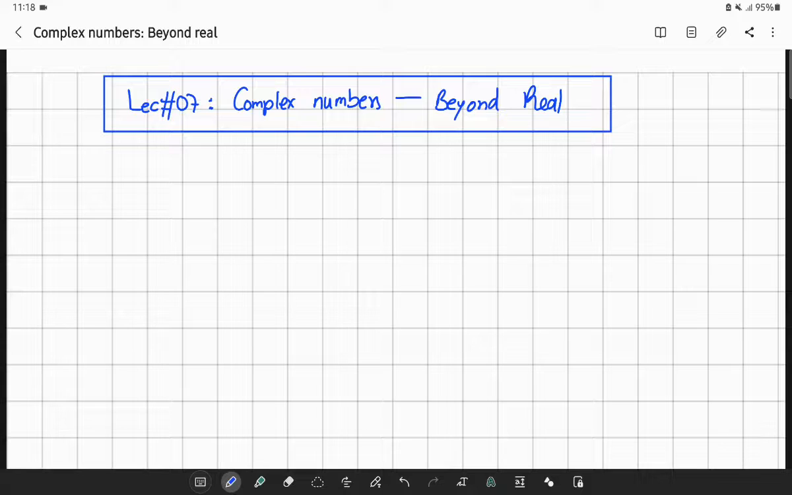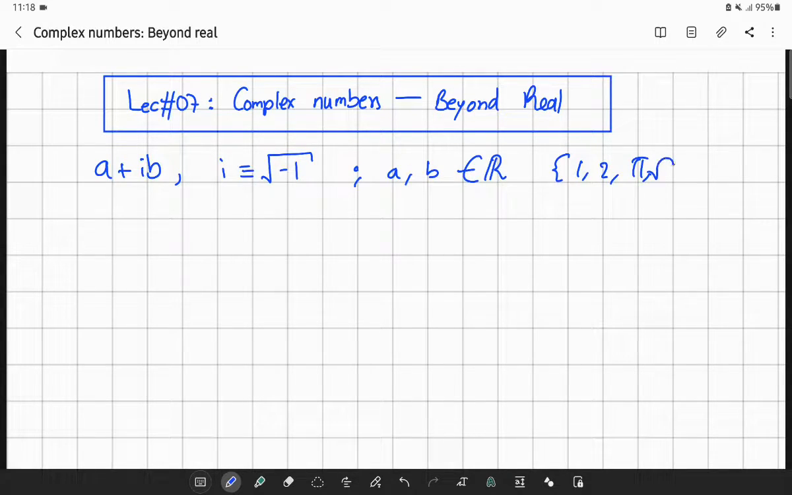Today we're going to start a new chapter, and this chapter is on complex numbers, and we'll be going beyond reals. And now, what are complex numbers? Let's first look at that. So complex numbers are numbers of the form a plus ib, where i is defined as the square root of minus 1, and a, b are real numbers. So these are your 1, 2, pi, square root of 2, and e's.